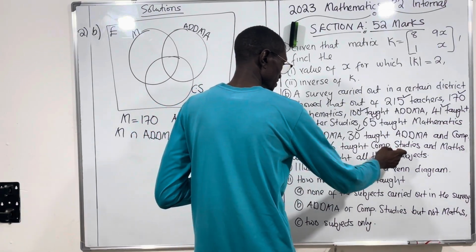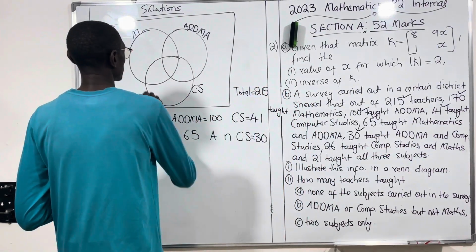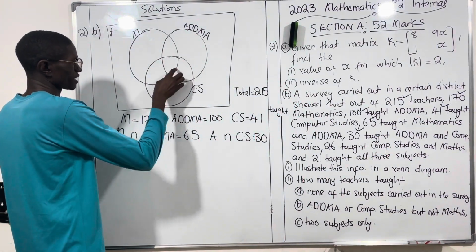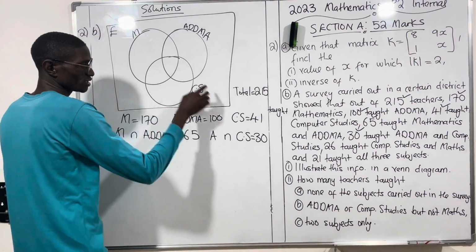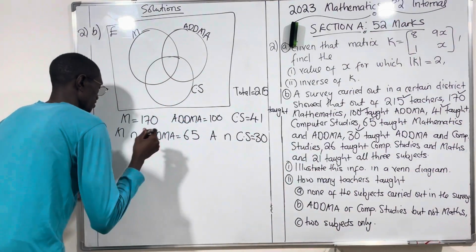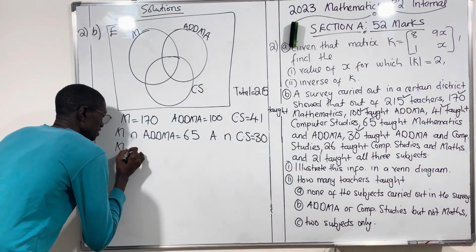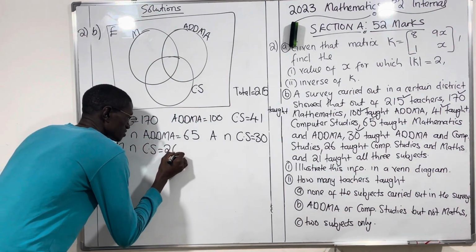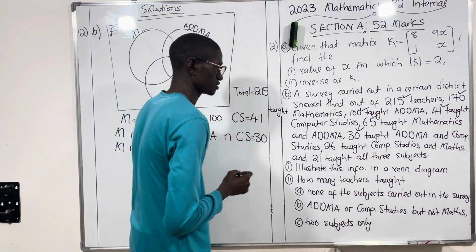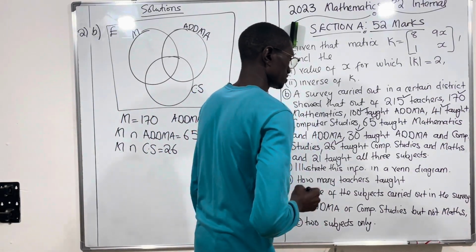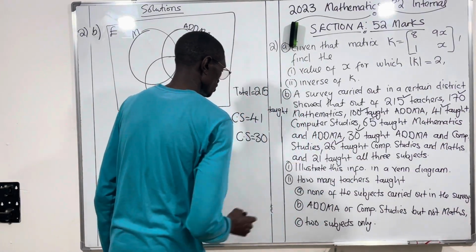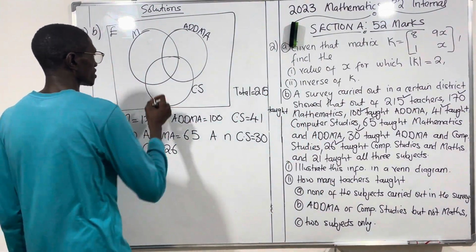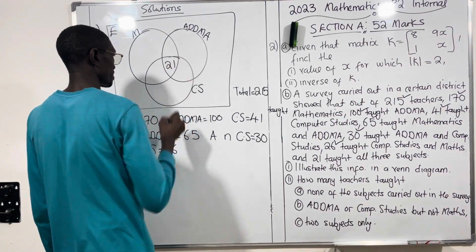And then we're told to say 26 taught computer studies and mathematics. Computer studies intersecting with mathematics, this is the intersection there. So the total there should be 26. So mathematics intersecting with computer studies should give us 26. Is it? Yeah, it is. And then we're told to say 21 taught all 3 subjects. So for those who taught all 3 subjects, they will appear right there.